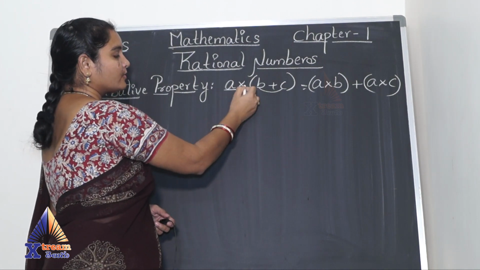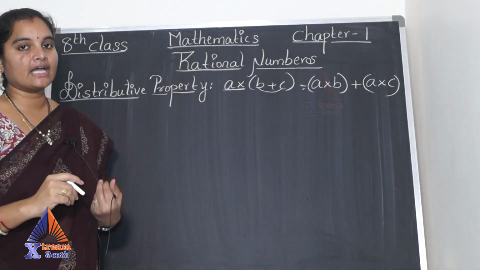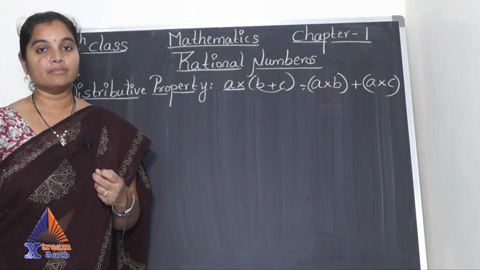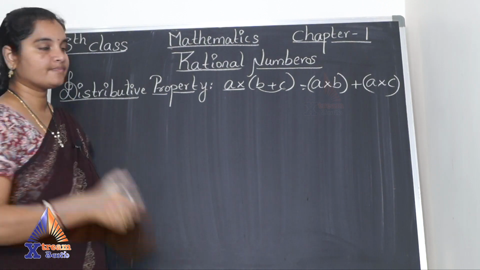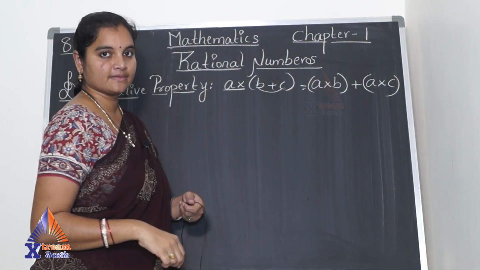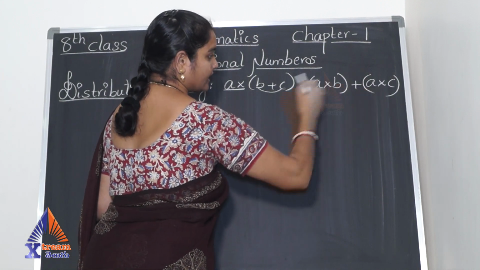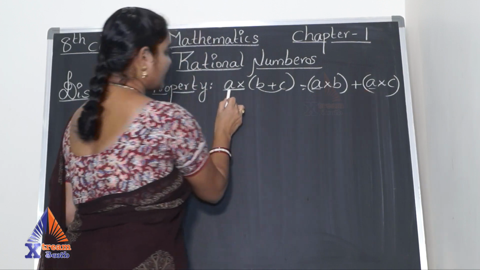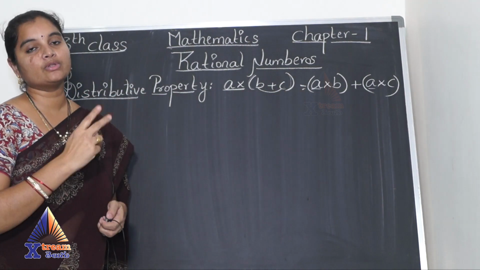Now this A, along with the multiplication, is distributed among both these terms. So it says that when you have some numbers in the bracket and a number outside, this outside number belongs to each and every number in the bracket. So this A multiplied belongs to B and C which are in the brackets. Similarly, if there is a common thing in two terms, then you can take it out as a common factor like this, outside, and make it a short form. So it applies in both forms.